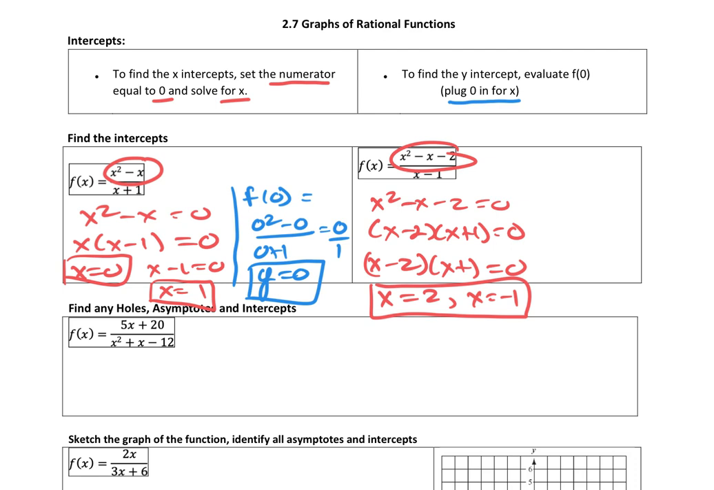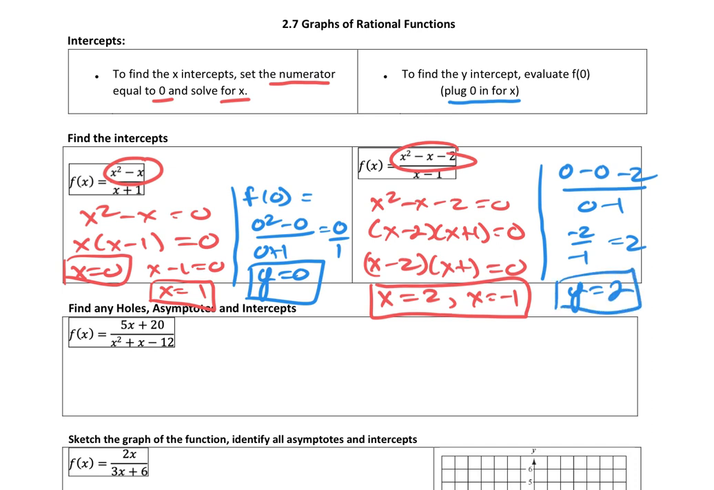Since you don't have a 0, we have to check for our y-intercept. Again, to find that y-intercept, we're going to plug in a 0 for all of our x's. We end up getting negative 2 over negative 1, which is going to be positive 2. So for my y-intercept, I have a y-intercept of 2. So these points, along with our vertical asymptotes and some other things we're going to do, will help us identify the shape of a rational function and also graph it by hand.